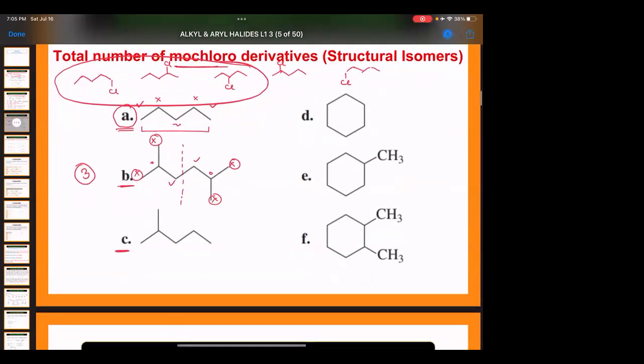Yeah. Tell me how many different. But this is not a symmetrical molecule. Some carbon are same and some are. What is the name of this? What is the IUPAC name of this compound? So 2-methyl pentane. Yeah, 2-methyl pentane.